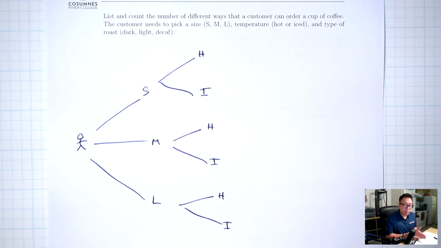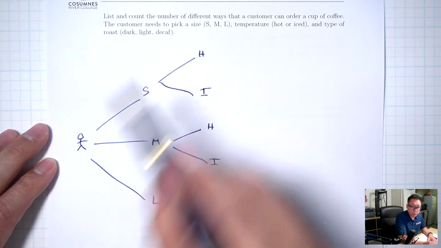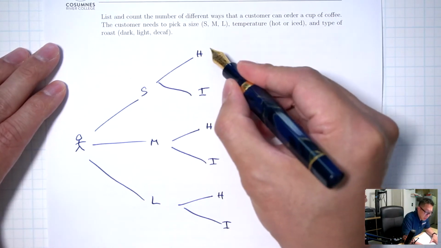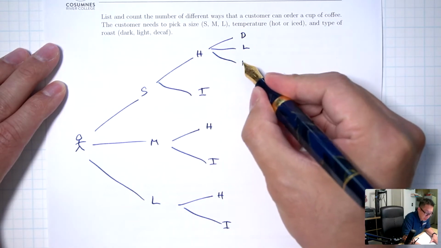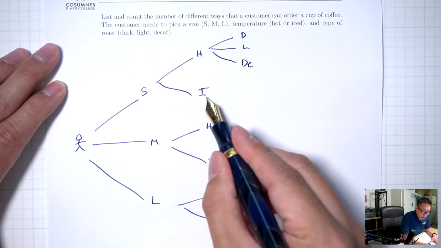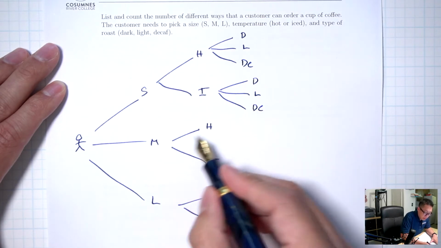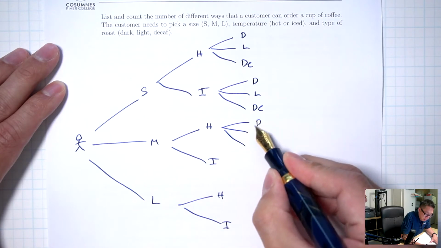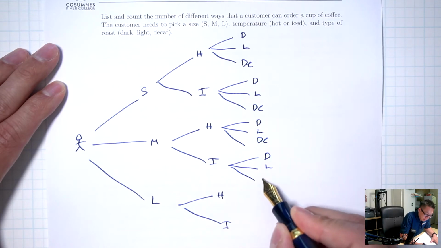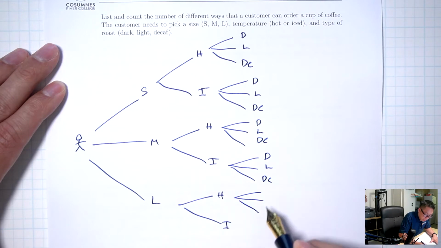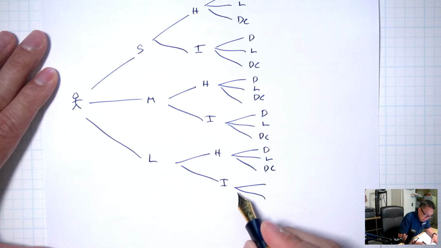Now, what happens after they pick the temperature? After they pick a temperature, they have to pick a roast, and they have an option of dark, light, or decaf. So from each of these temperatures, they have three options. Dark, light, decaf, I'll call DE. From this temperature of iced, they have three options: dark, light, decaf. Same thing for this one, and this one, and this one, and for this last temperature: dark, light, decaf.